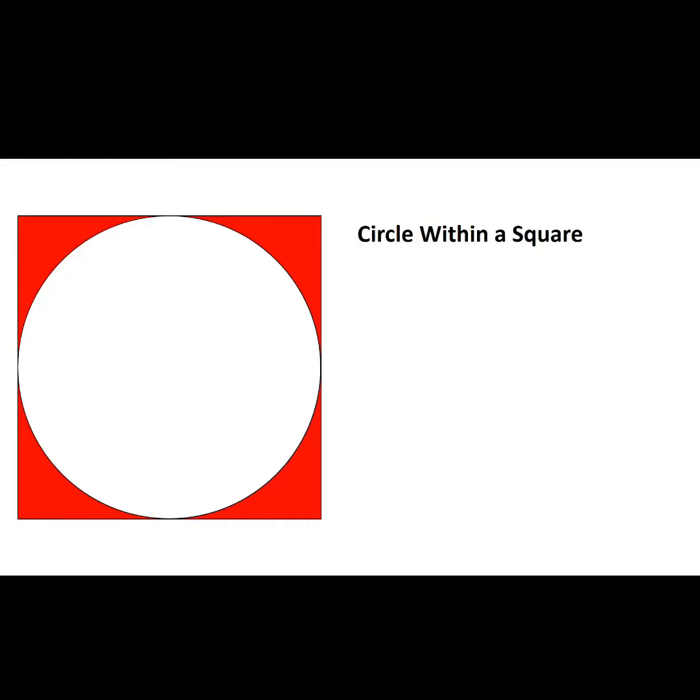To find the shaded parts in this example, we will have to subtract the area of the circle from the area of the square. Now, how do we find the area of the square?